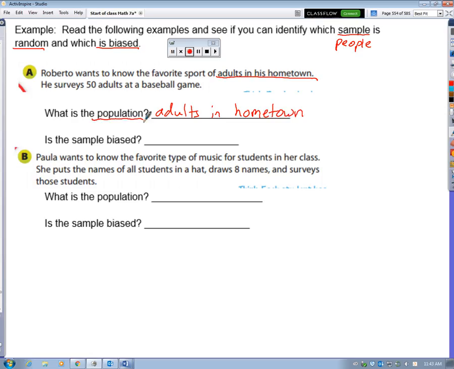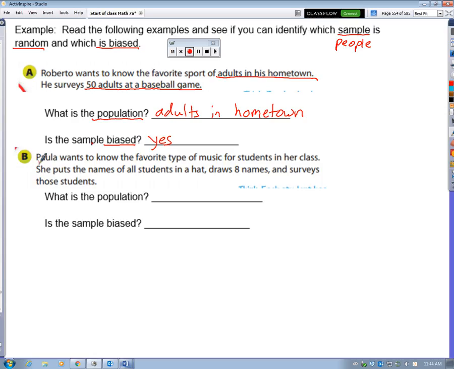Okay, so that's the population he wants to know about, adults living in his hometown. Is the sample biased? Yes, it is. Because obviously, if he's just asking 50 adults at a baseball game what their favorite sport is, most of those adults are going to say that it is baseball. Okay, and that would not represent the entire population because maybe there's other adults in his hometown that would like a different sport other than baseball. Alright, so that's an example of a biased sample population.